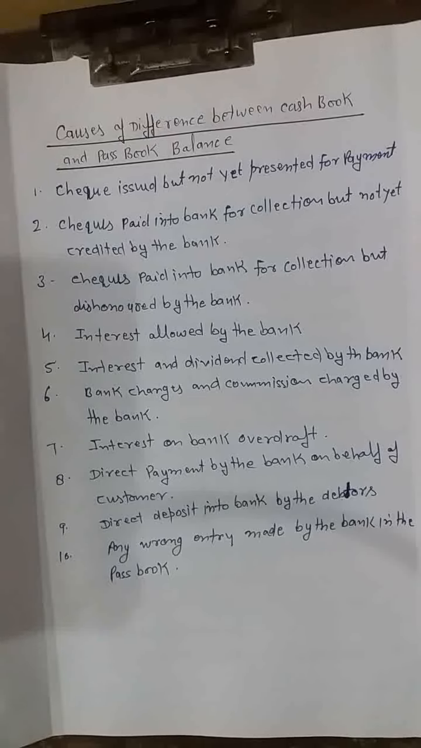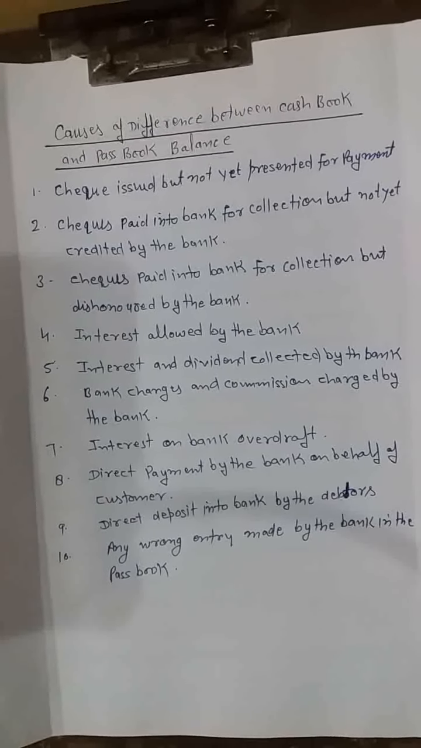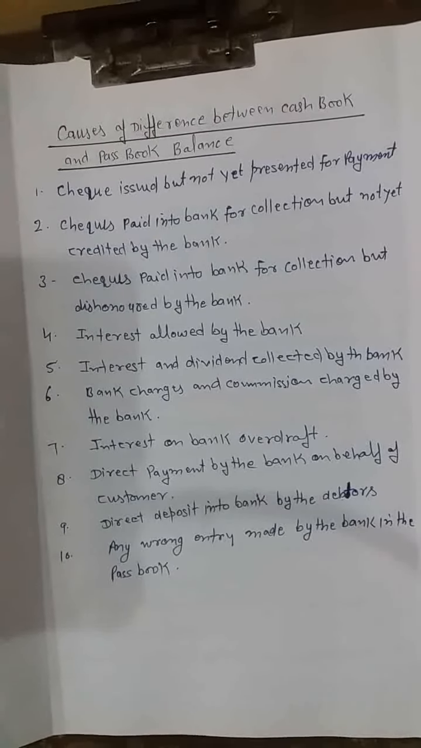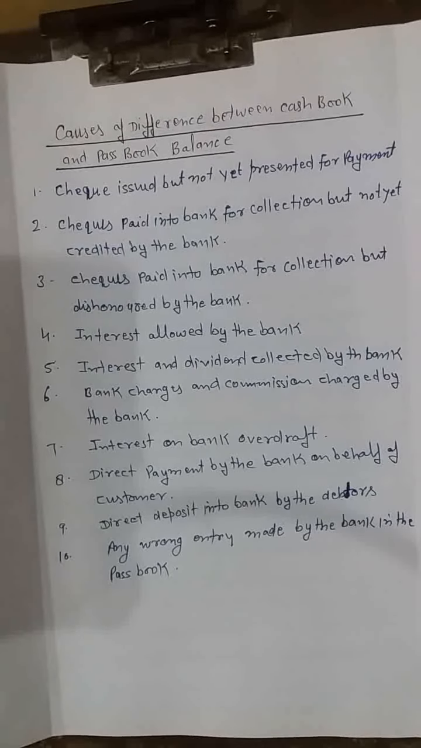Number 9, direct deposit into bank by the debtors. Sometimes debtors may directly deposit the amount due in the firm's bank account. The bank credits the firm account immediately on receipt of such payment, but the firm will make the entry in the cash book only after receiving intimation in this regard. The passbook shows more balance than the cash book.